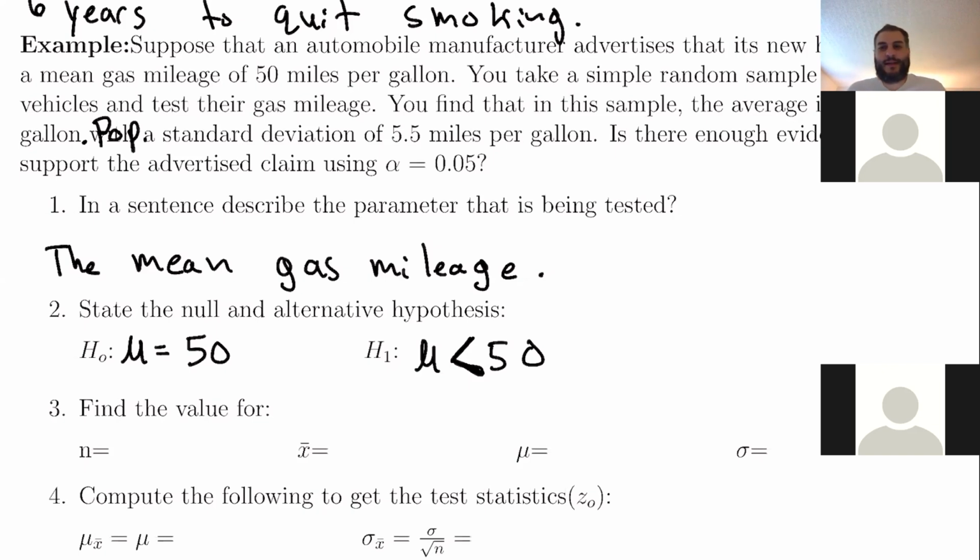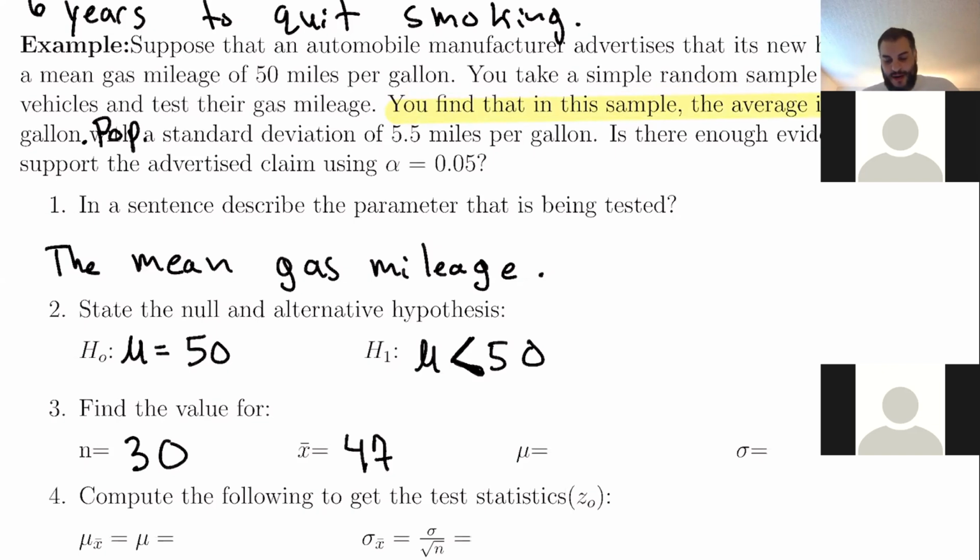Okay. So let's go ahead and get some information. Let's get n. If you look at n, they tell us they have 30 hybrid cars. So n is 30. If you look at x bar, it says you find that in the sample, the average is 47 miles per gallon. So from that sample, we found it to be 47 miles per gallon. They put 47 here.